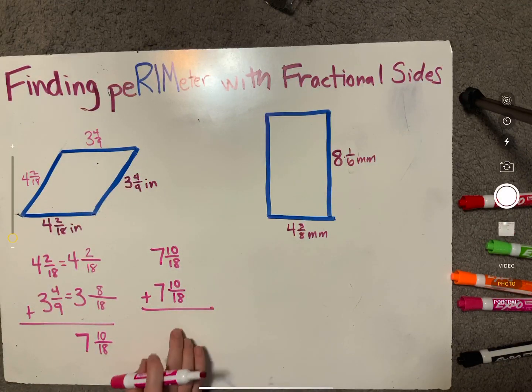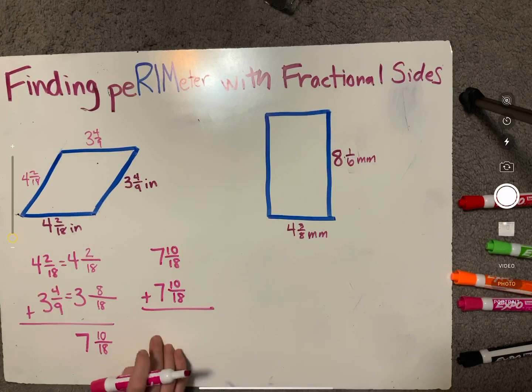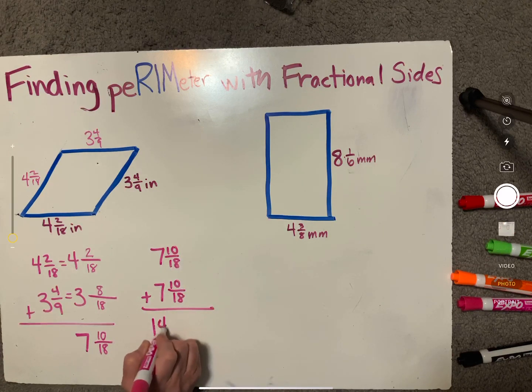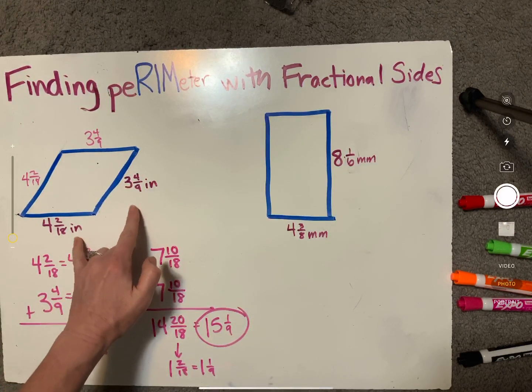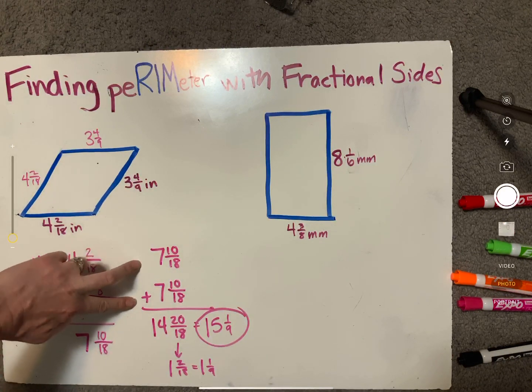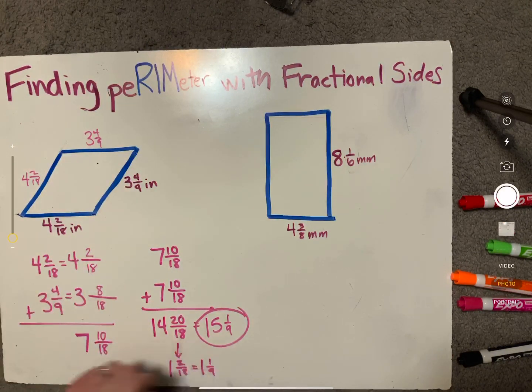The nice thing about this is that you really don't have any equivalent fractions that you need to do here. So we're going to add this up. So I get 14 and 20/18. So this 20/18 would turn into 1 and 2/18, or 1 and 1/9. And then you can add that 14 to it, so you end up with 15 and 1/9. So that would be your answer for that problem. So that's using that strategy of taking those two sides that you already know, adding those two together, and then you can add that answer to itself to be able to get your final answer.